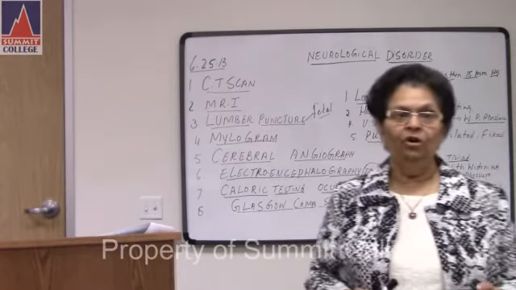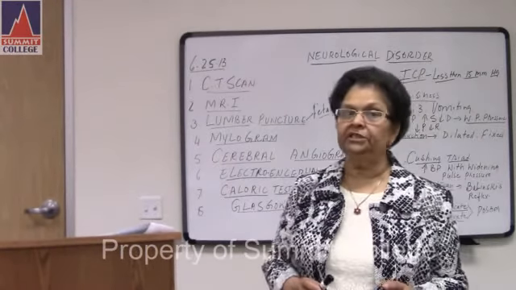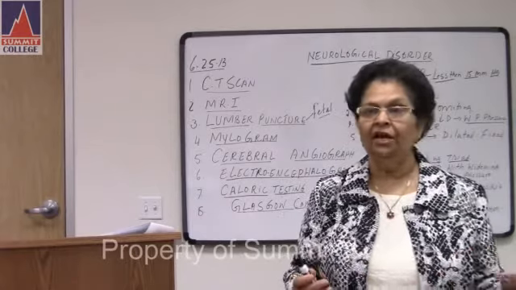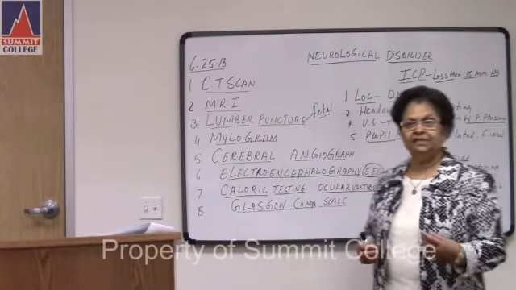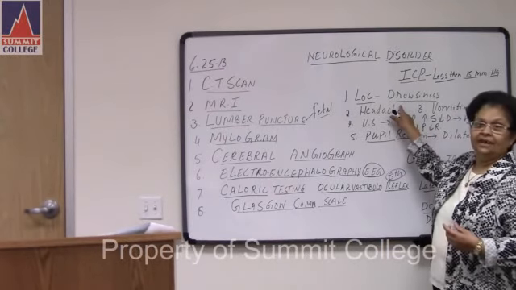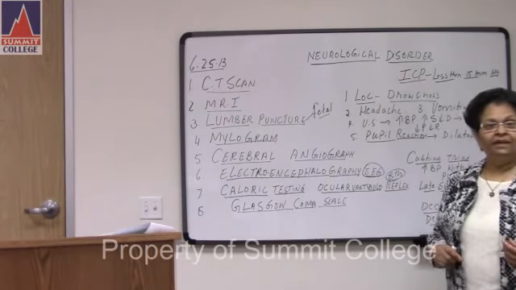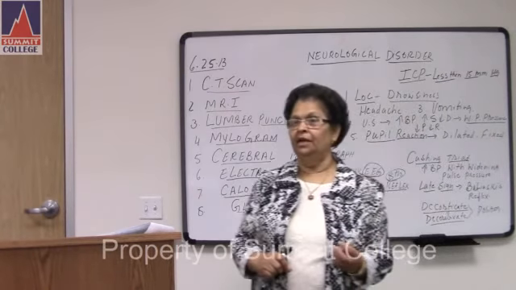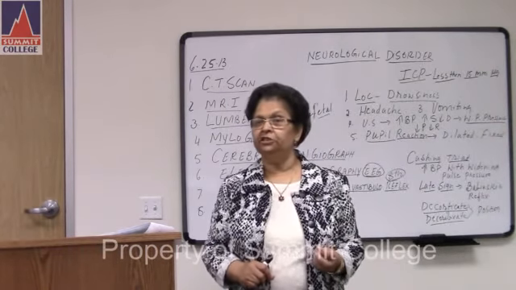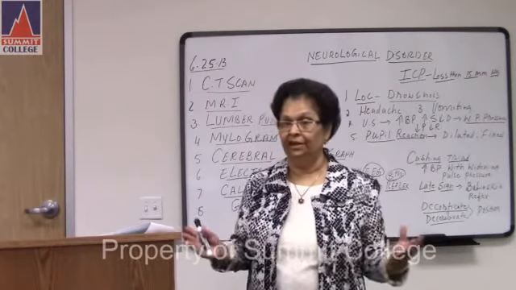How do we know the level of consciousness is changing? The earliest sign of a change in level of consciousness is drowsiness. The patient was alert. The patient starts becoming drowsy. So the early sign that the patient's level of consciousness is changing is drowsiness.